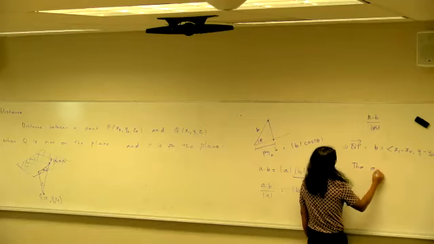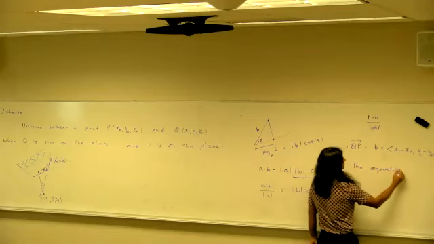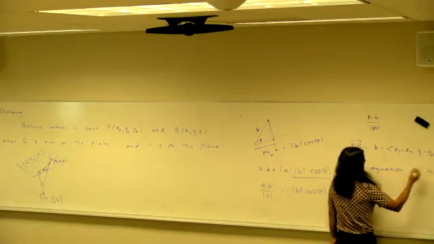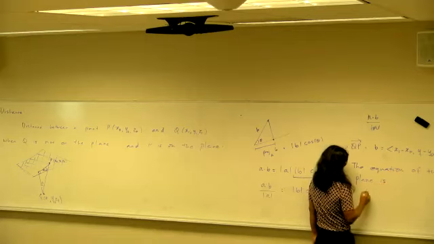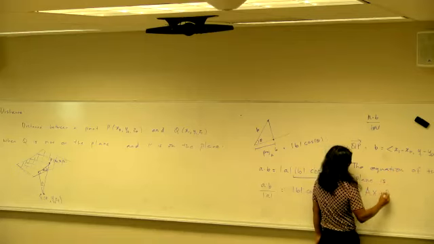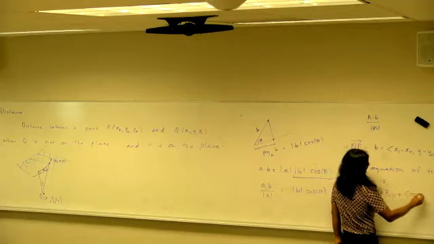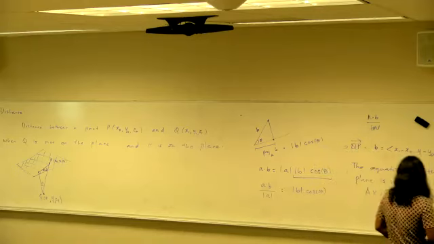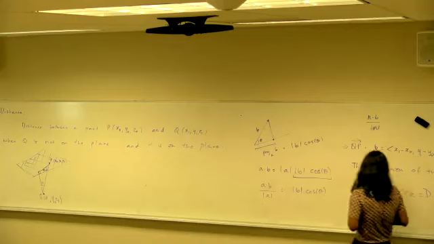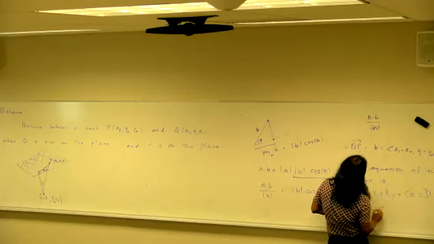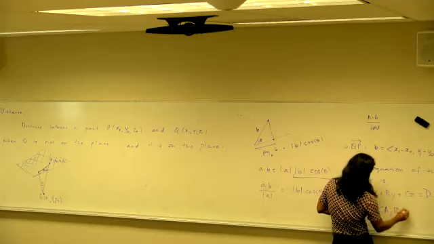Ax plus By plus Cz equals D, which is a constant. Good. If we have A, B, C, then we can easily find the normal vector. So the normal vector would simply be A, B, and C.